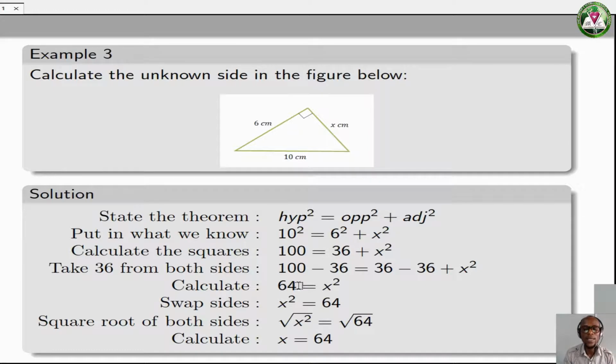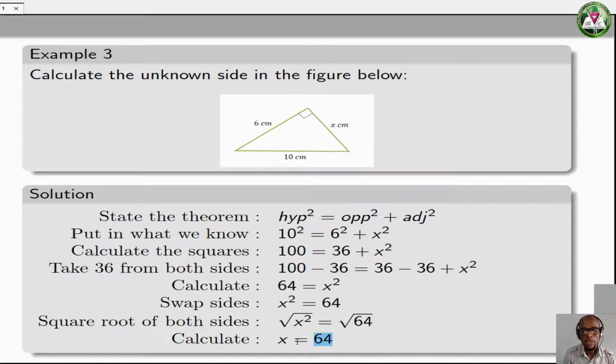And we can swap sides. Since we have the equality sign there, 64 equals x squared also means that x squared is equal to 64. Like we did in the previous example, what we are after is the value of x, and not x squared. So we have to take the square root of both sides. Rooting both sides, we have the square root of x squared equals the square root of 64. The square root of x squared gives x, and the square root of 64 is 8.